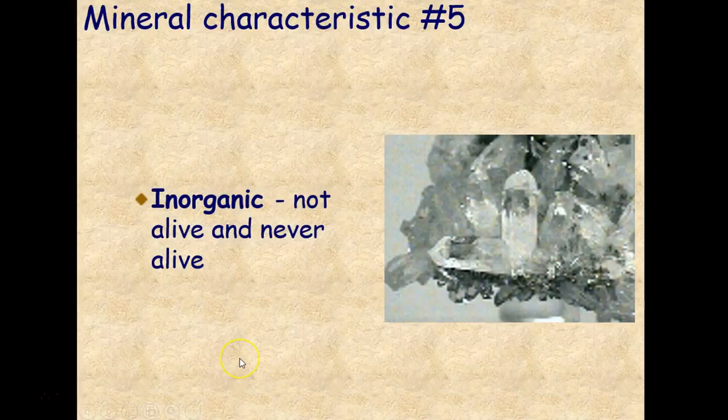The last characteristic of minerals, characteristic number 5, is that they're inorganic. That means that they have never been alive or they're not currently alive. So organic would define living things, and inorganic means never alive. So these are not remains of any living thing. They are crystals or minerals.